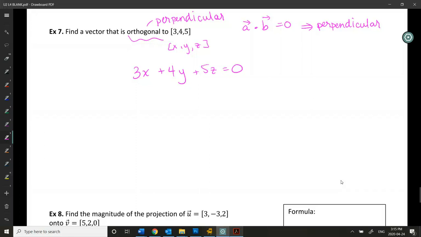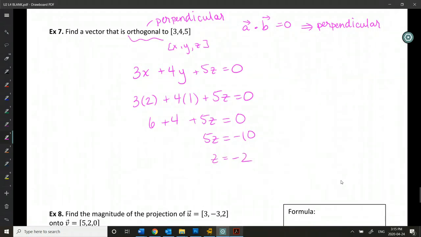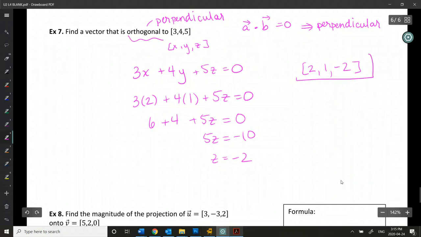So let's say, for instance, we choose x as 2, maybe we choose y as 1, and then we solve for the z that makes this true. So we've got 6 plus 4, and then I'm going to move that to the other side. We'll get negative 10, which makes z negative 2. So a sample of a vector that could be orthogonal to 3, 4, 5 is the vector 2, 1, negative 2.